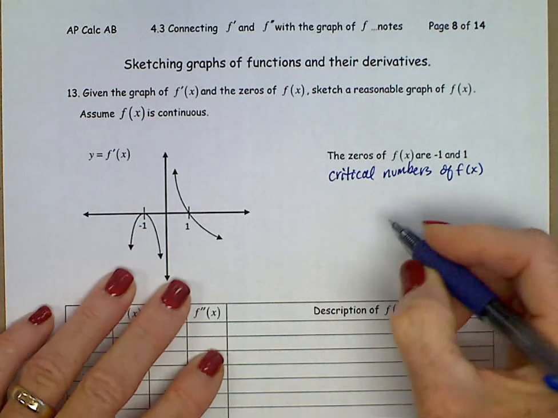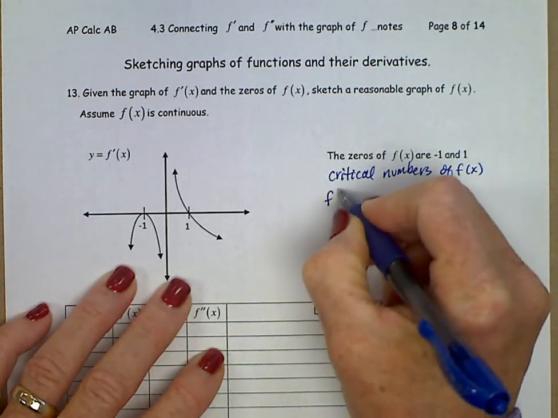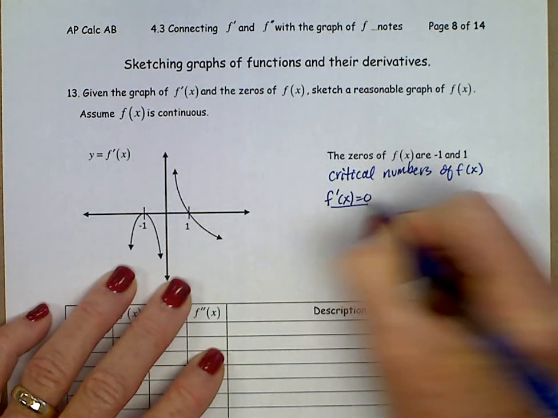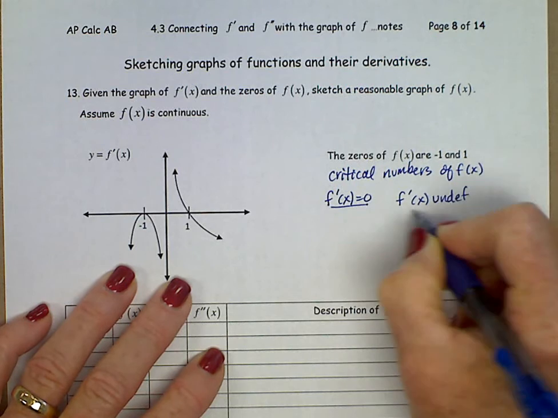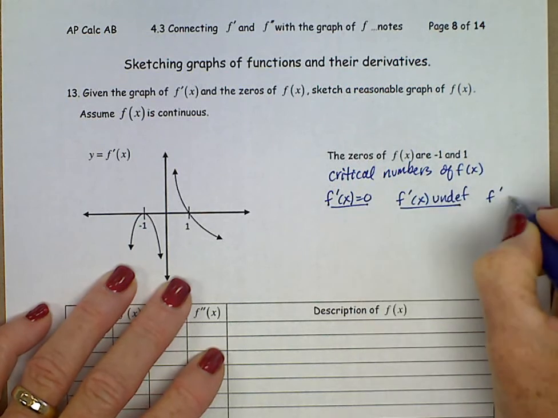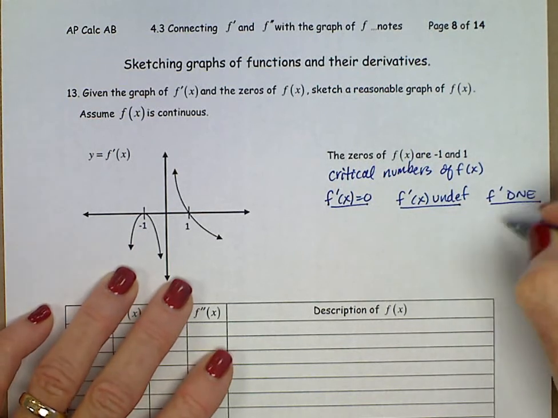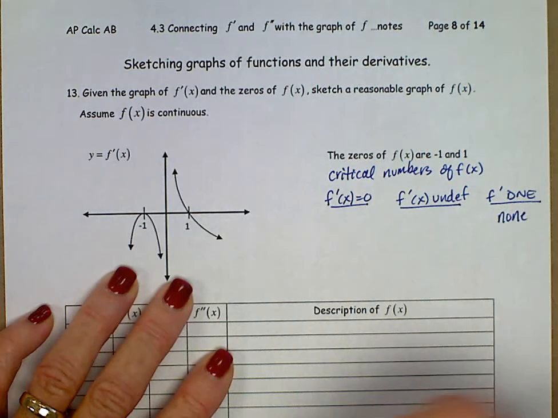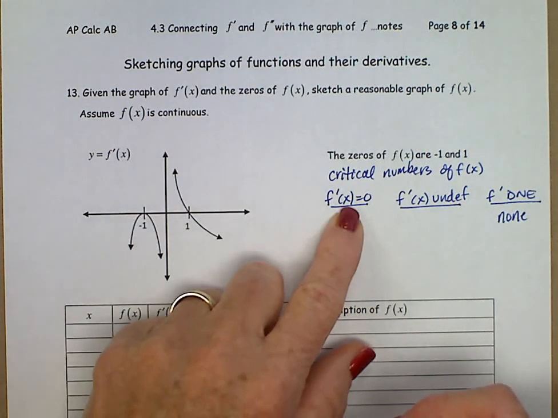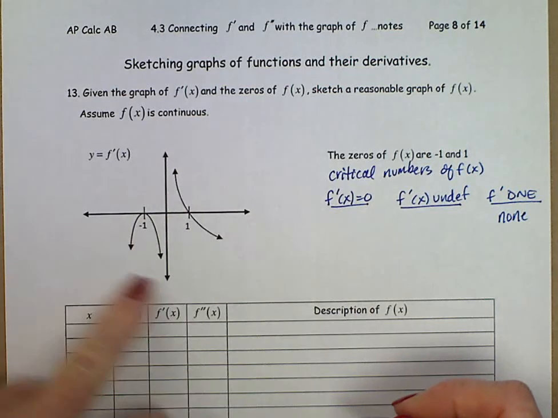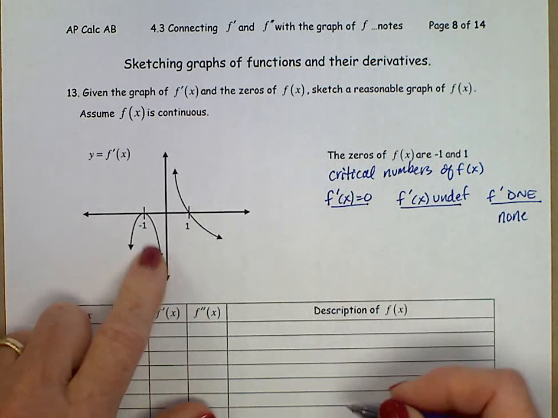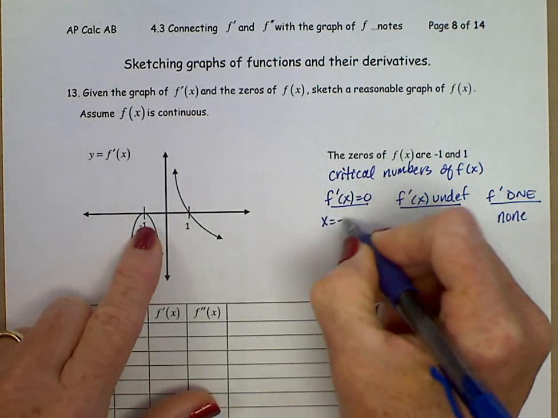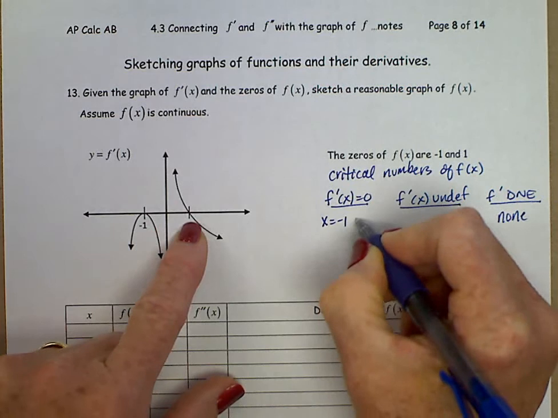And remember, critical numbers come from where f prime is equal to 0, where f prime is undefined, and where f prime does not exist. These aren't going to show up just yet, so we're going to hold off on those. Where f prime is equal to 0. Now remember, this is the f prime graph over here, so we want to know where this graph is equal to 0. That graph is equal to 0 at x equals -1 and also at x equals 1.